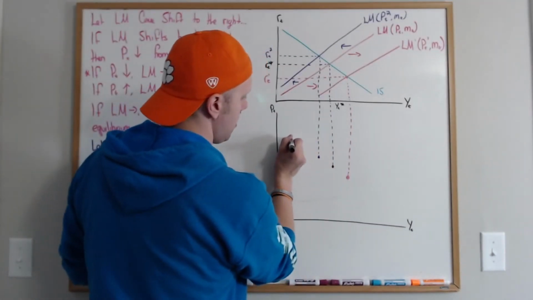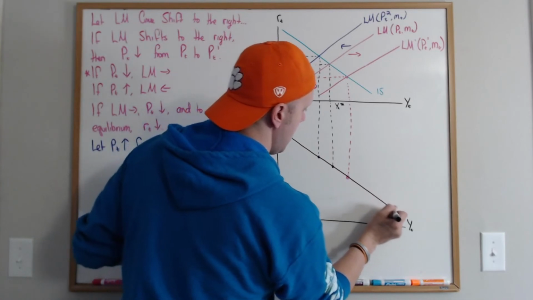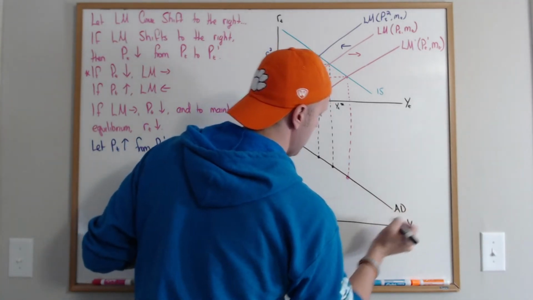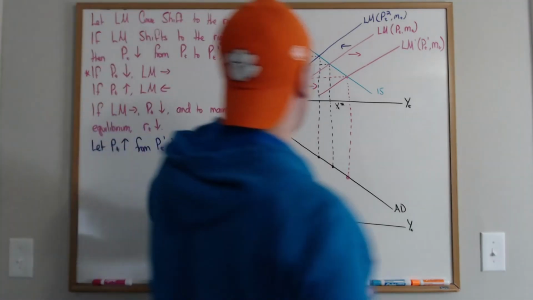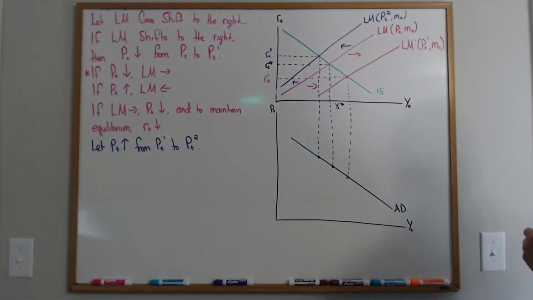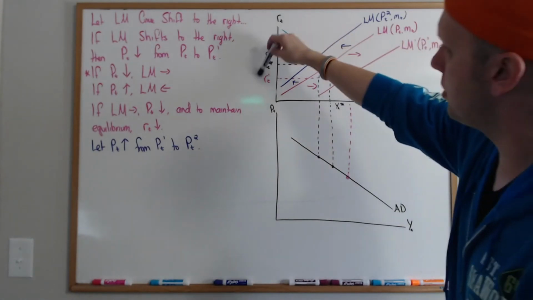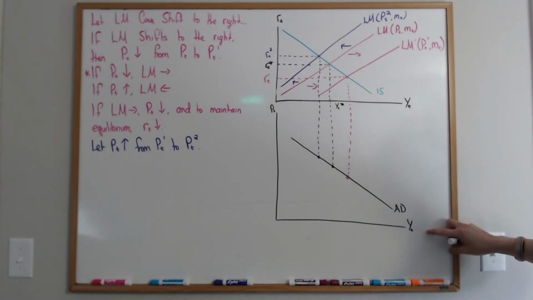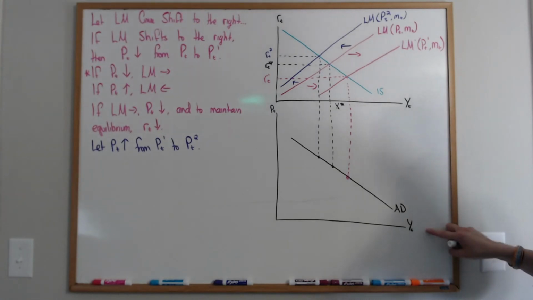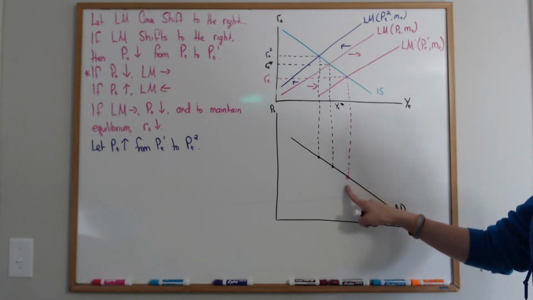This nice downward sloping aggregate demand curve, AD. Right, why is it downward sloping if we're tracing this stuff out? Well, let's think about what happens. If the price level falls, the LM curve shifts out, the real interest rate falls. Now let's trace it down here. What does a lower price level mean when it comes to demand? What happens if there's a lower price level with demand? Well, we're going to want more stuff.